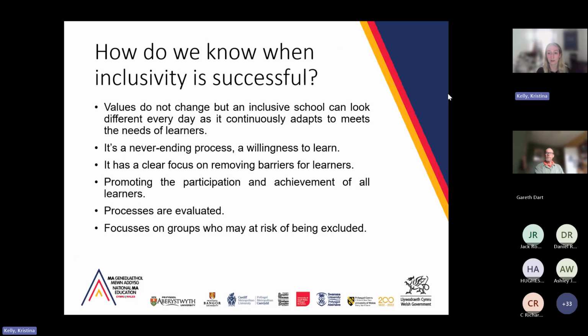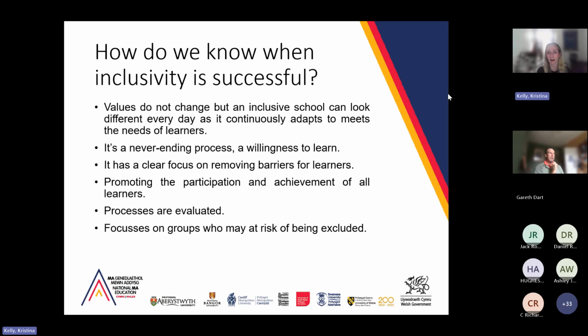It's a never-ending process and there's a willingness to learn. So there's that almost professional itch to think, okay, that didn't go so well today. What can I do differently next time? Or even reflect on a whole year: this is where we've come, this is how far we've come. How do we get to the next step now?